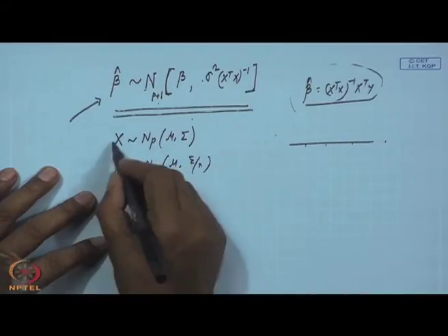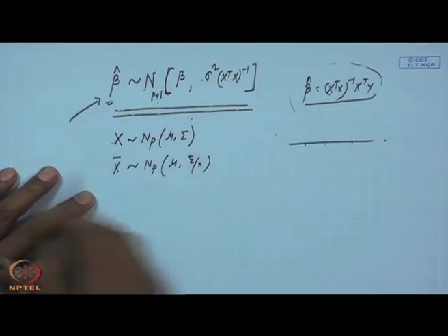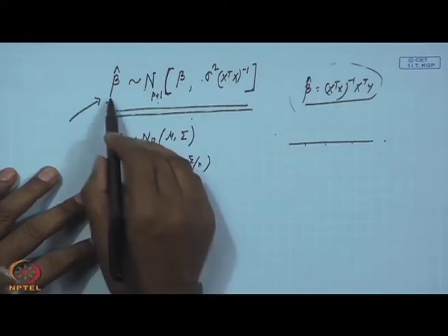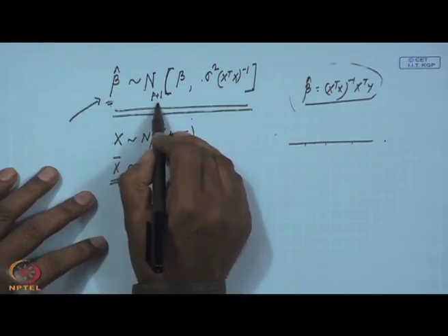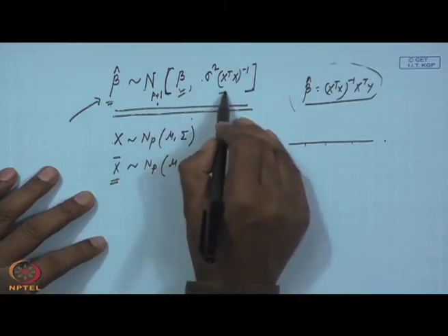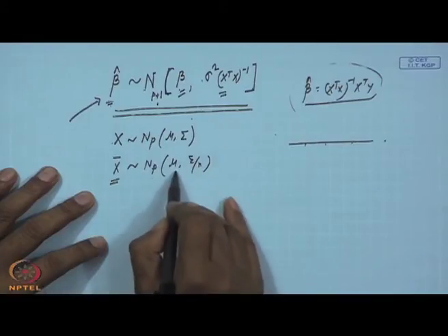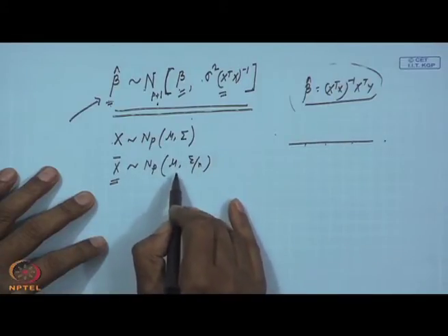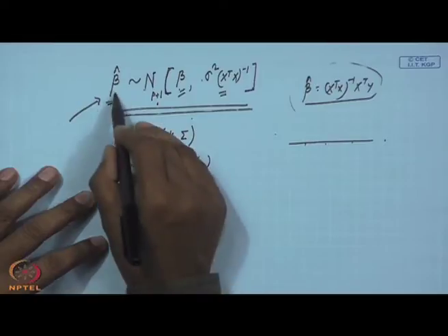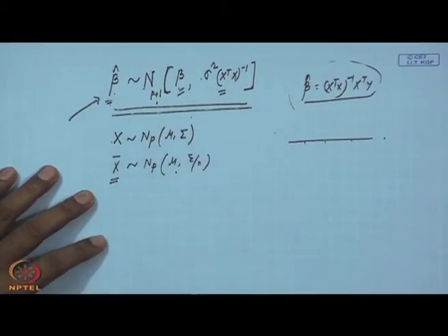Similarly, we have taken this data from a multivariate normal and calculated some statistics. The x bar is your statistic. For that statistic we found the mean vector and the covariance matrix, like x bar's covariance matrix and mean. In the same manner, beta is multivariate normal.